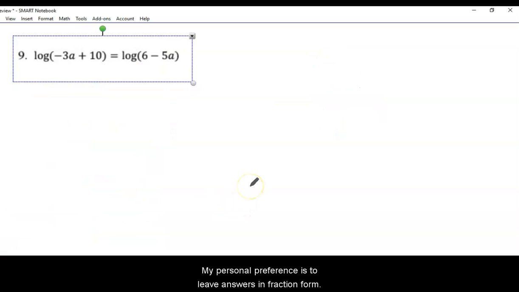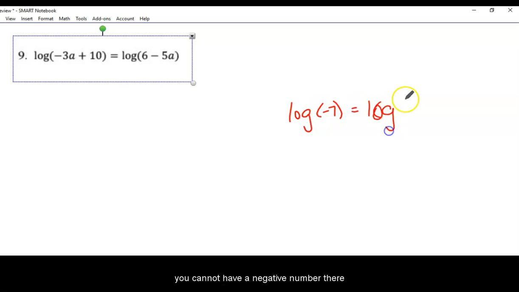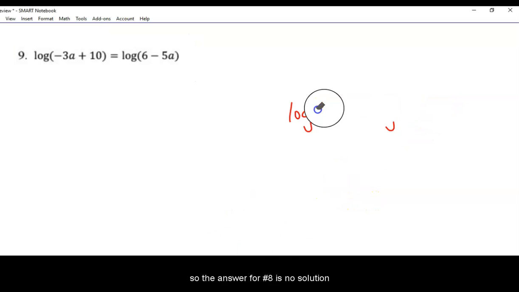Number 9. This section says solve each logarithmic equation using like bases. And I'm just going to tell you, number 8, when you do your check step, you will find out that it does not work, because when you do the check step, it ends up giving you this. And even though that looks like it checks out, you cannot have a negative number in here. So your answer for number 8 is no solution. All right. Number 9.